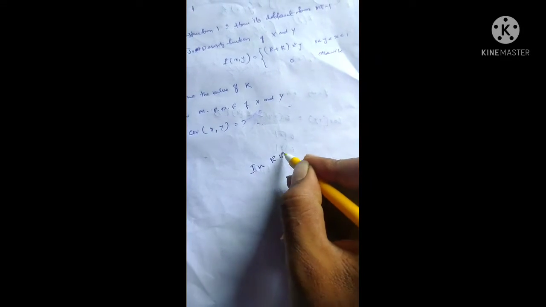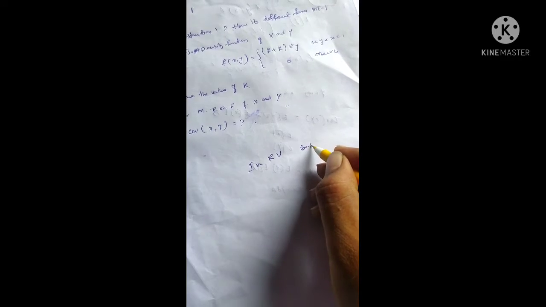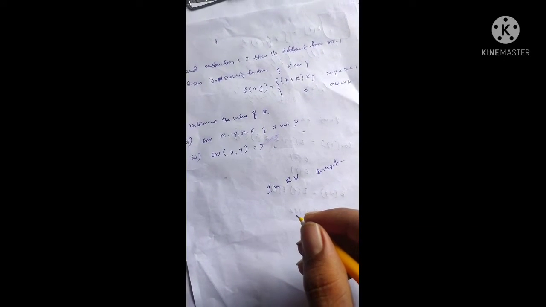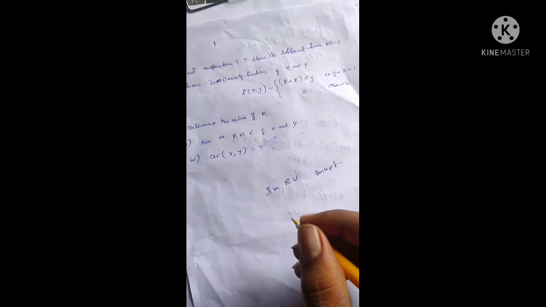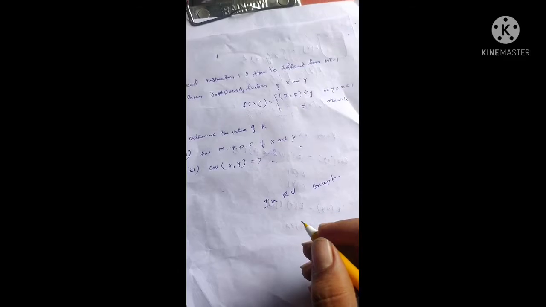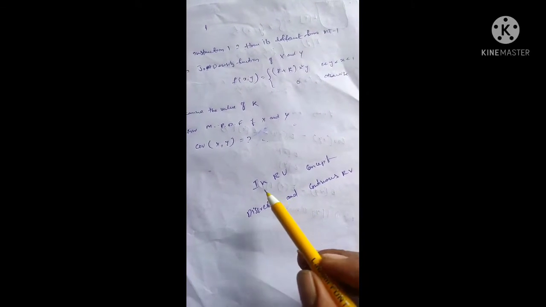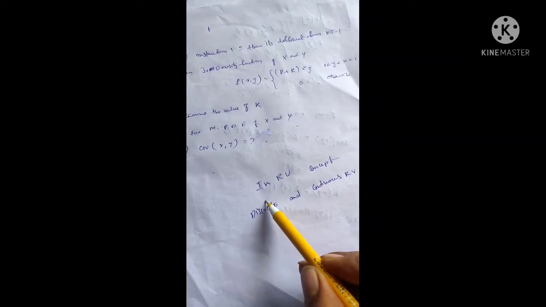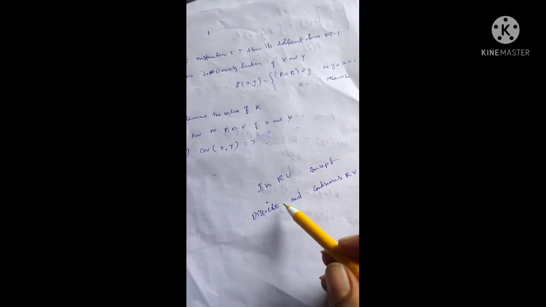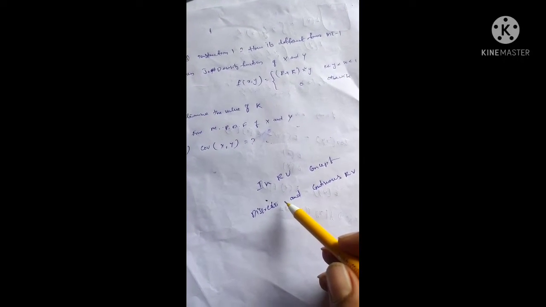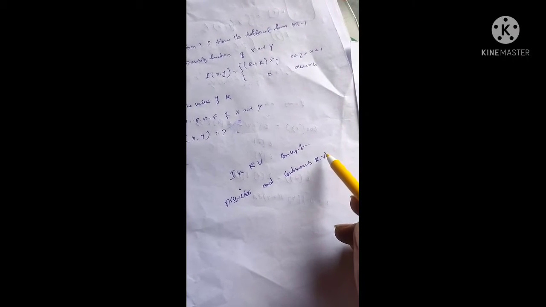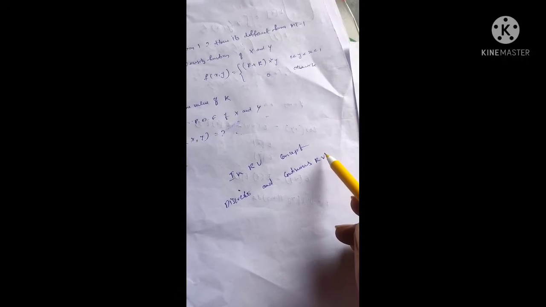In the random variable concept, we have two types of random variables: discrete random variables and continuous random variables. In discrete random variables, we solve problems with the probability mass function. In continuous random variables, we solve the problems with the probability density function.